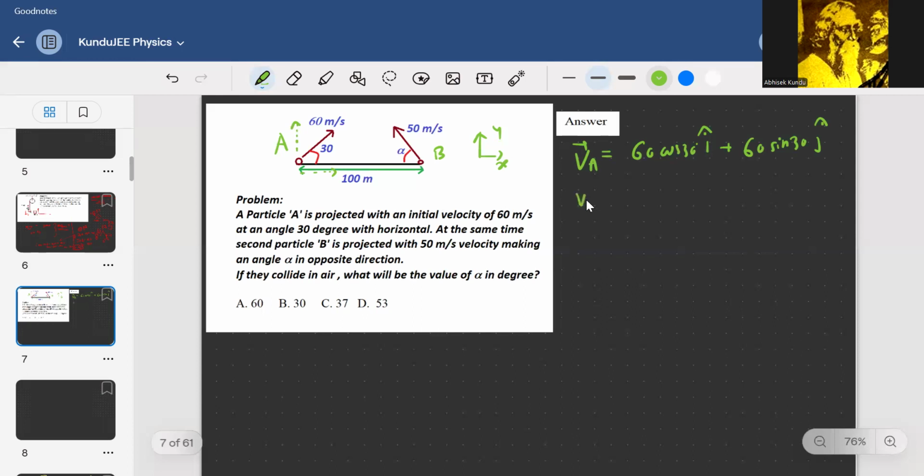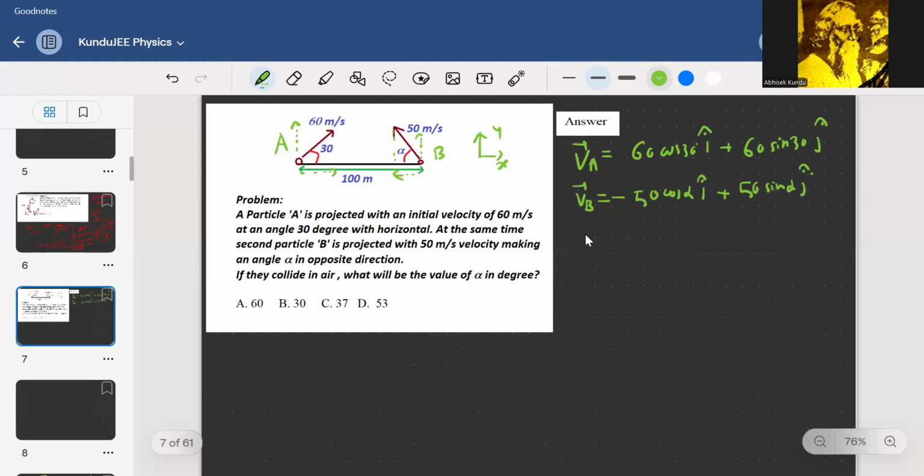Similarly, we can write the velocity of particle B as 50. We can resolve this into two components. One is 50 cos alpha, but that is directed towards the negative x-axis. So we can write minus 50 cos alpha i plus, and in the positive y direction, the velocity is 50 sine alpha j.